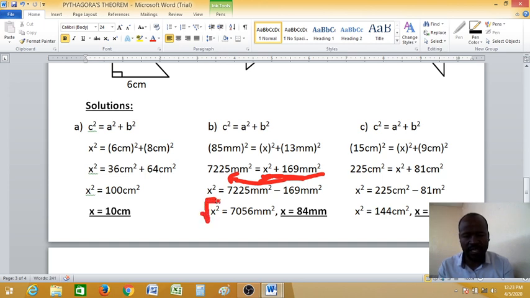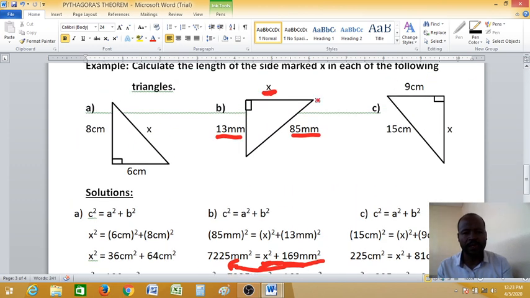Put this under square root, or under radical. Again, put this under square root. Using your calculator, you can determine the value of x. So the value of x is 84 millimeter. That means the side which is not known, given by x, is 84 millimeter. Okay, now let us see example C.